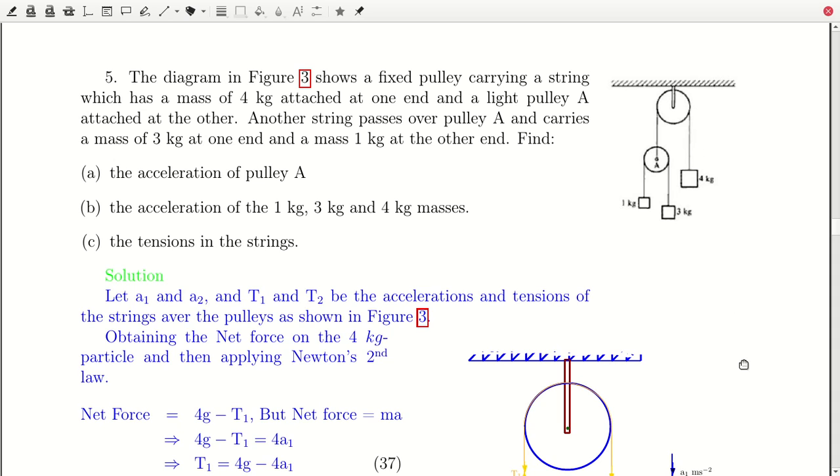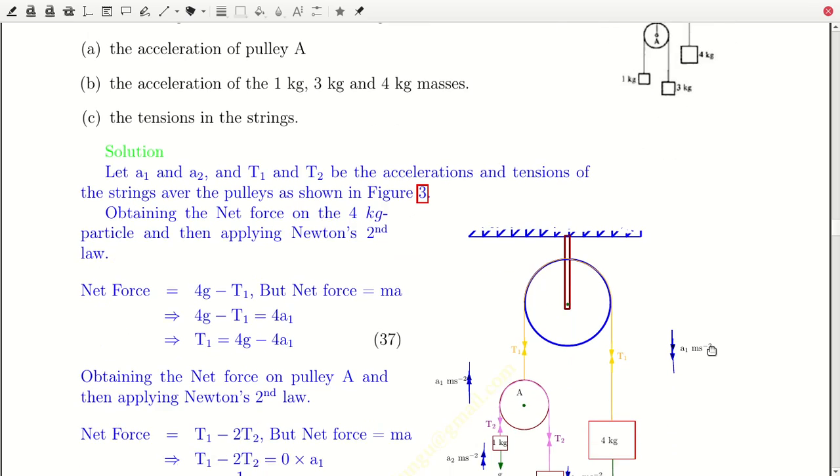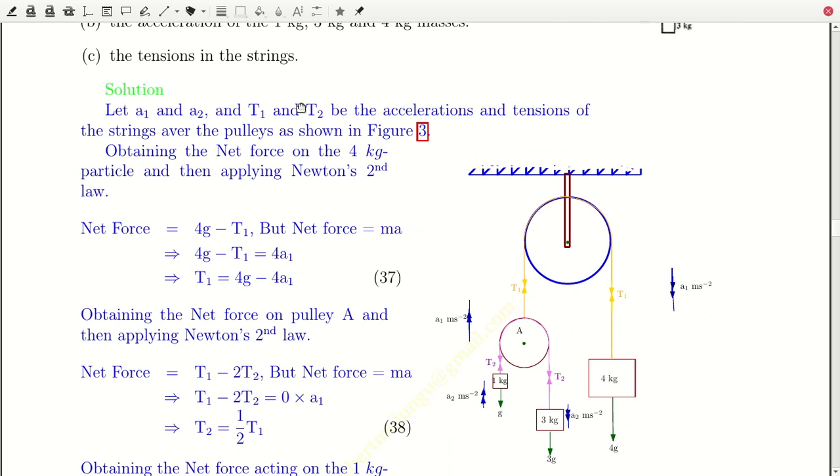In this case, we also have two different strings, so we shall let T1 and T2 be the tensions in the strings, T1 to be the one in the string which is passing over the fixed pulley, and T2 to be the tension on the string which is passed over pulley A, which is not fixed. And I've also let the acceleration, for example, of the 4 kilogram particle.